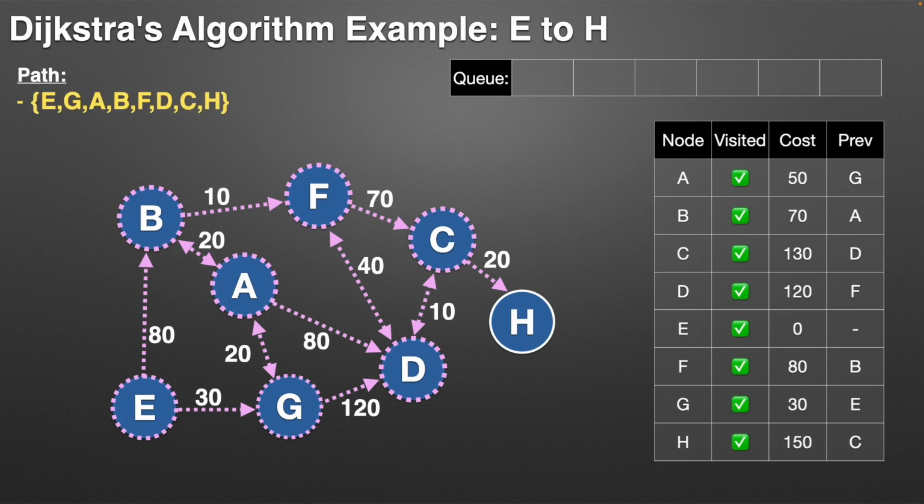And if we work our way back up from H, we can see we go to H, we'll go to C, which will then go to D, which will go to F, which will go to B, which will go to A, which will go to G, which will go to E, and E is where we started. So a bit of a long path there. You flip that around, you get that nice path there, and that is the lowest cost, shortest path.